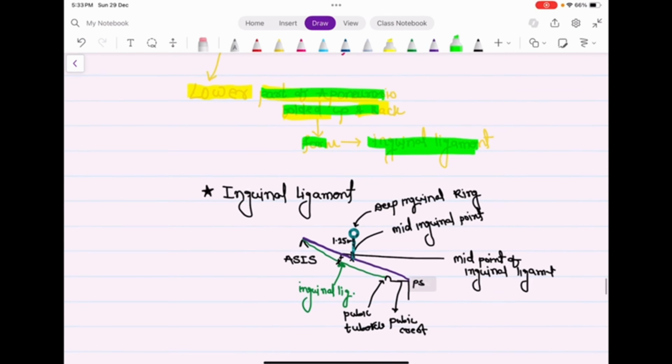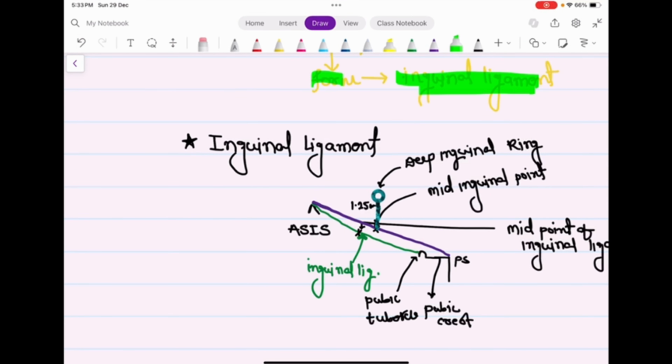Now, what is the inguinal ligament? The inguinal ligament is a modification of the aponeurosis of the external oblique muscle, extending from the ASIS to the pubic tubercle, that is, from the anterior superior iliac spine to the pubic tubercle. This is the inguinal ligament.